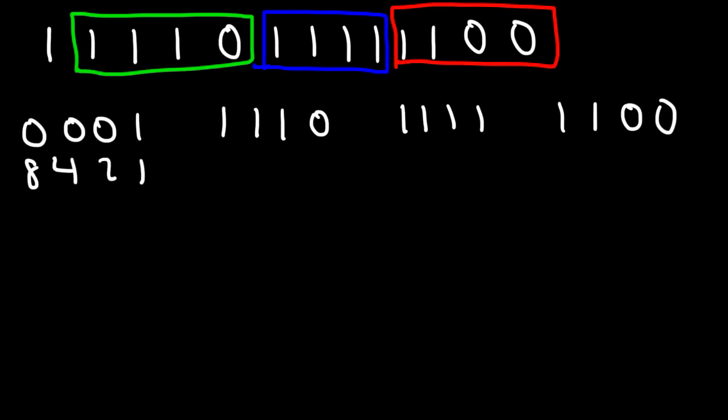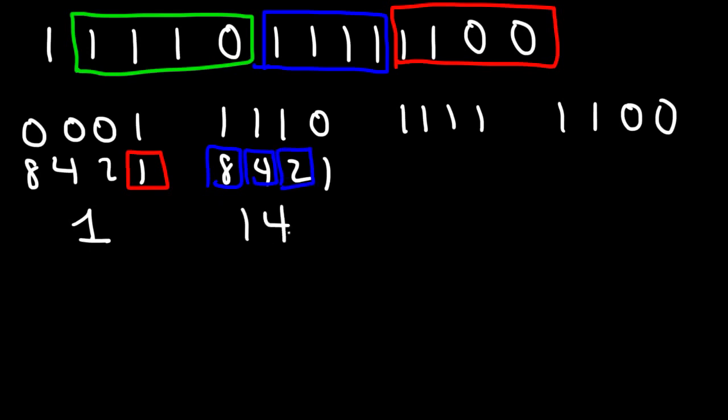So for this one, only this number is significant. So we have a value of 1. For the second one, the numbers 8, 4, and 2 are important. So 8 plus 4 plus 2, that's 14.